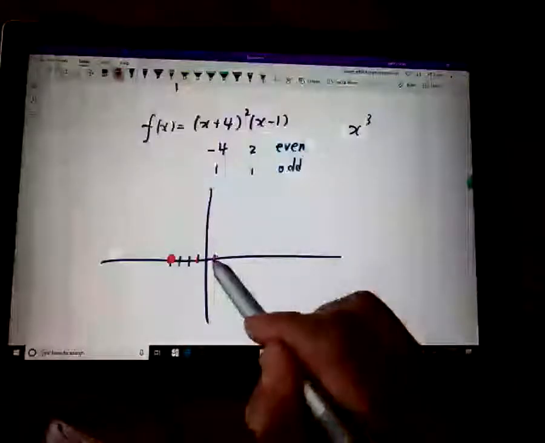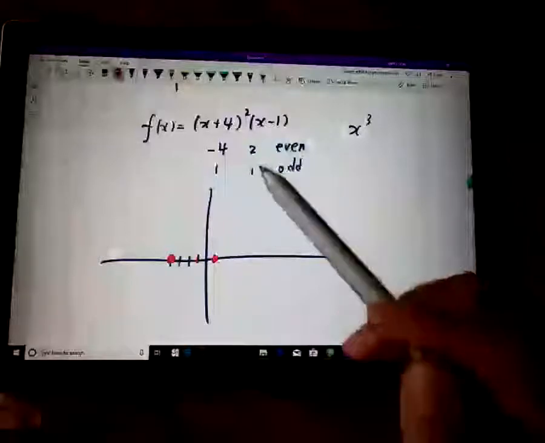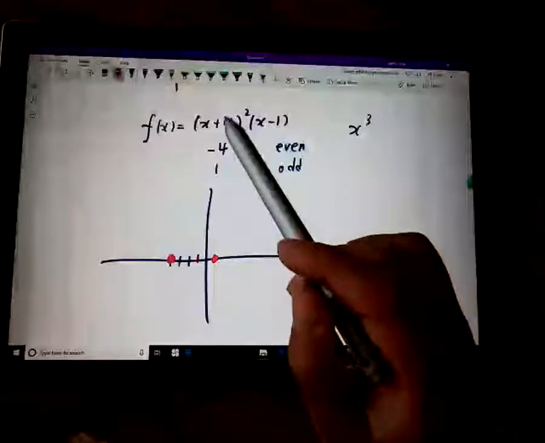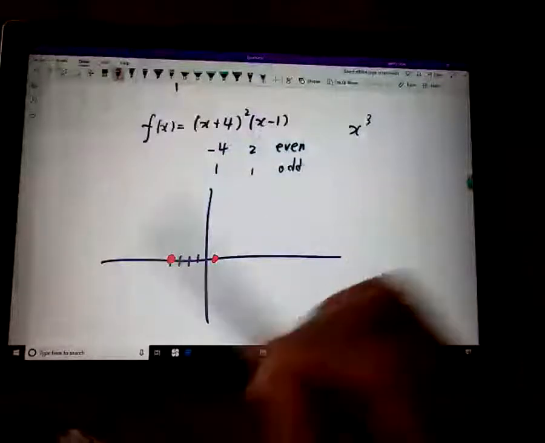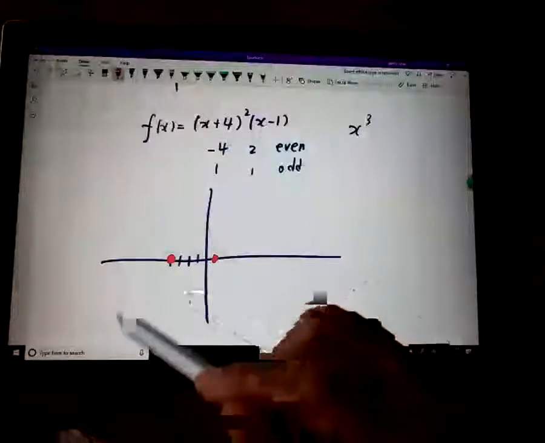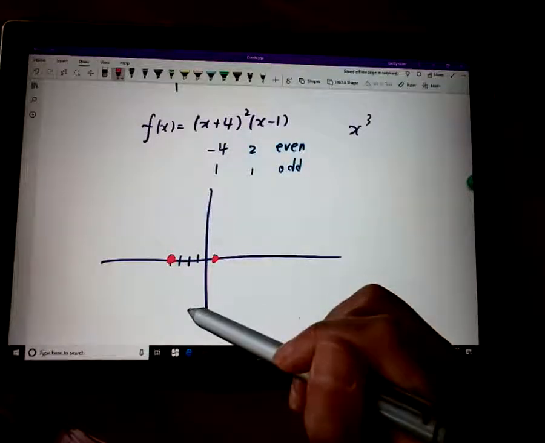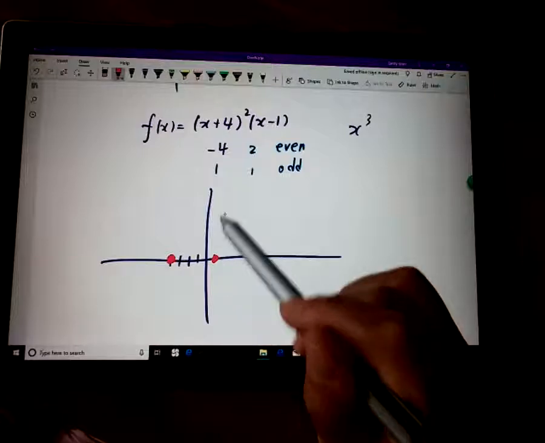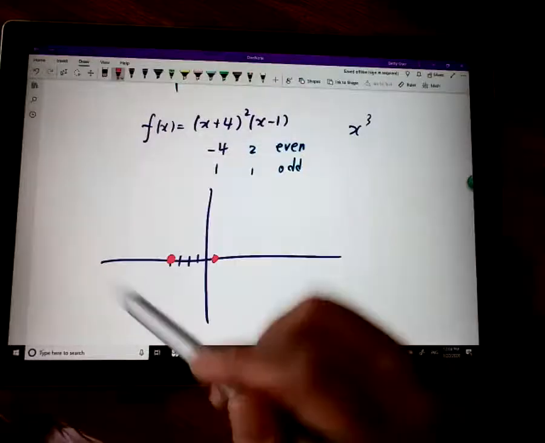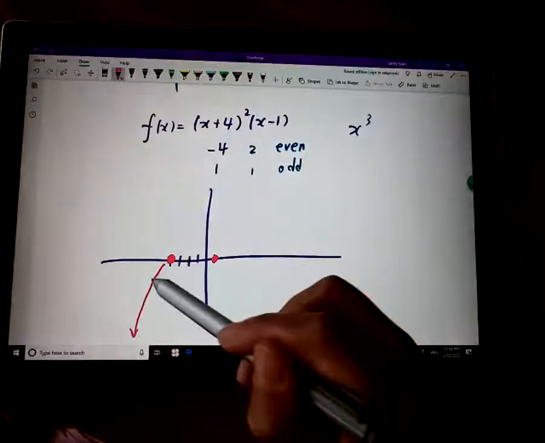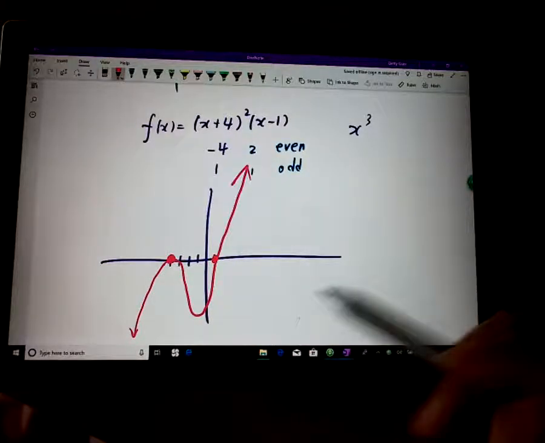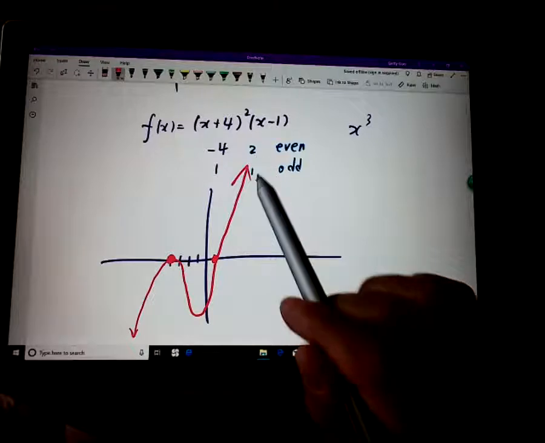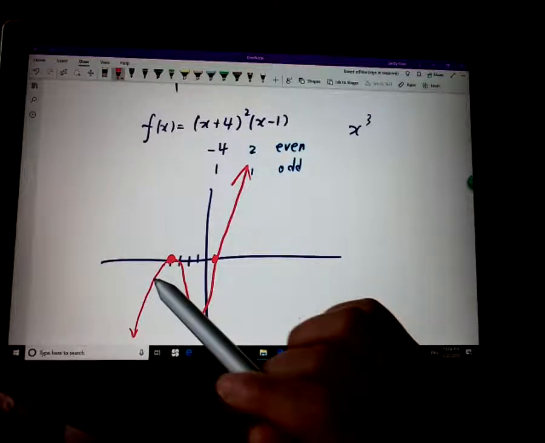So this is (-4, 0). This is (1, 0). As we have learned from the previous theorem, because -4 is a 0 with multiplicity 2, which is even, the function is going to touch and bounce back. While at (1, 0), the function is going to cross through. So basically the graph is going to look like this. Not very accurate, but it has all the important features. It goes up in quadrant 1, going down in quadrant 3. Is that clear?